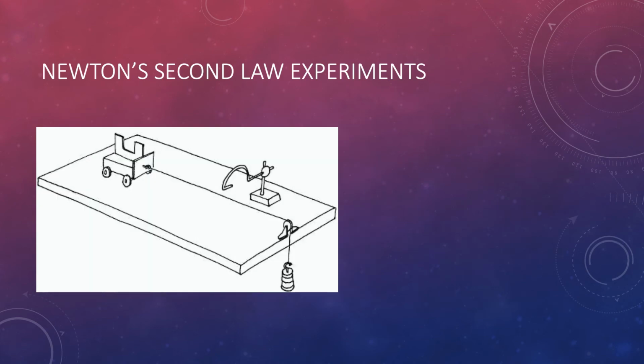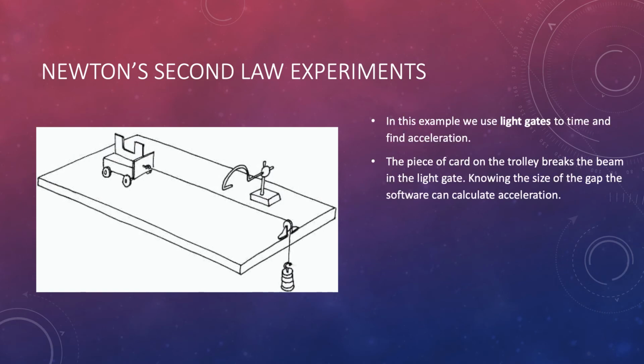The alternative to the ticker timer is that we could use light gates to find the time and the acceleration. So we notice there's a piece of card on the trolley, and the piece of card breaks the beam in the light gates. If we know the size of the gap, the software can calculate the acceleration of the trolley as it goes through. Otherwise, it's exactly the same setup. We'd probably have a friction compensating ramp, we'd have the pulley with the masses going off the edge of the desk, and we'd have the trolley.